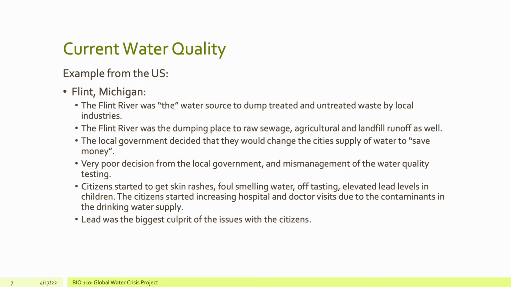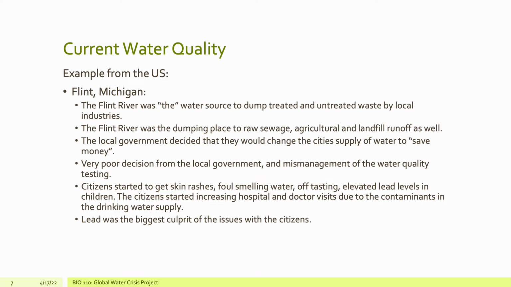So, for example, in the U.S., one of the major water quality issues we've had within the last 10 years is Flint, Michigan. Basically, the Flint River was the source of dumped, treated, and untreated waste by local industries, whether that be car manufacturers, farms, different processes. You know, the local government decided that they needed to save money. They were in a huge deficit.